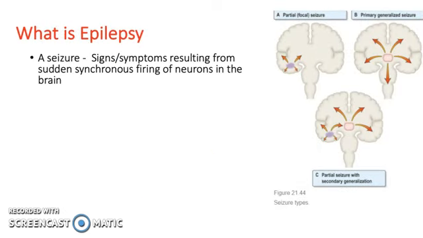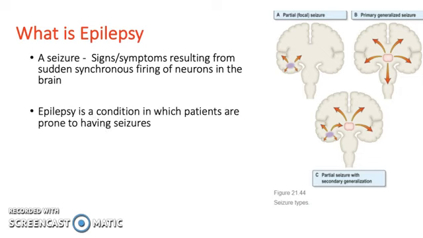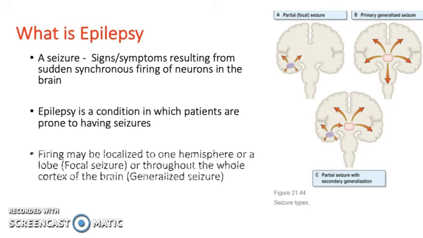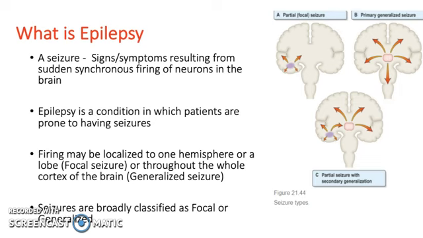A seizure describes all signs and symptoms resulting from sudden synchronous firing of neurons in the brain. Epilepsy is a condition in which people are more likely to have these seizures. Seizures can be most broadly classified as focal or generalized, according to whether they affect one hemisphere or the whole cortex of the brain.